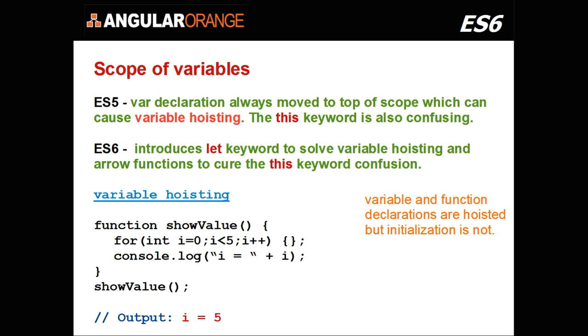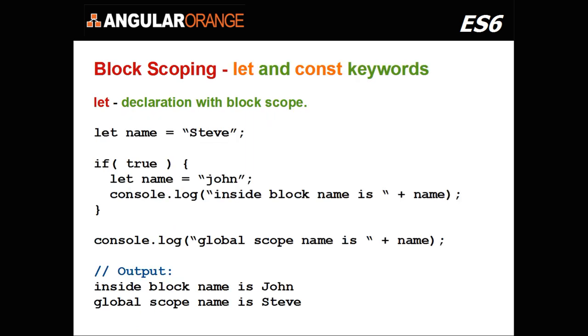Okay, so the important thing to notice here is variable and function declarations are hoisted, but initializations are not. But we have the concept of block scoping in ES6. The let and const keywords can be used. Let is a declaration with block scope. So I could let name equals Steve, and if true, let name equals John. I could log name inside the block of the if, and I could log the name in global scope, and the names will be different.